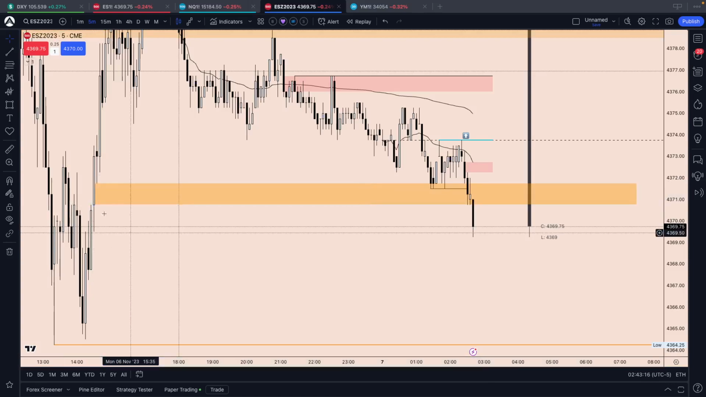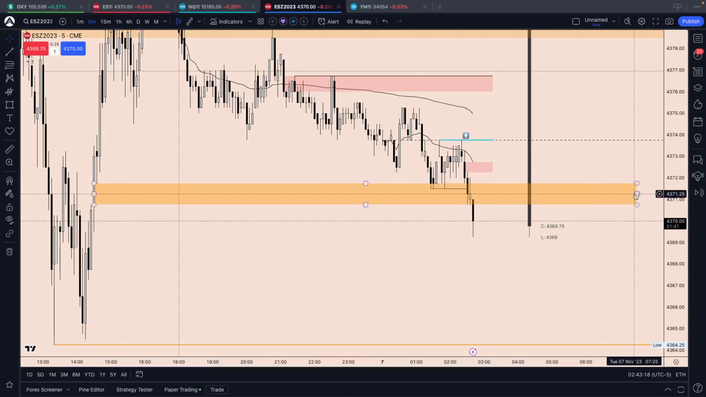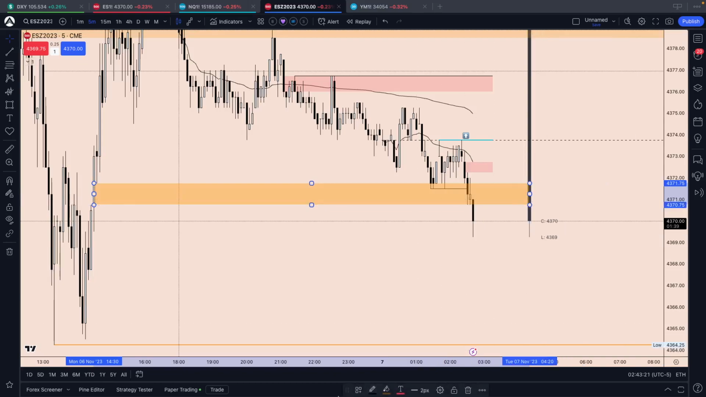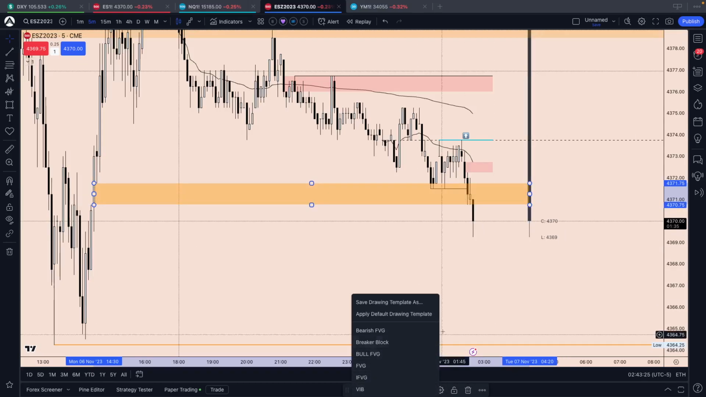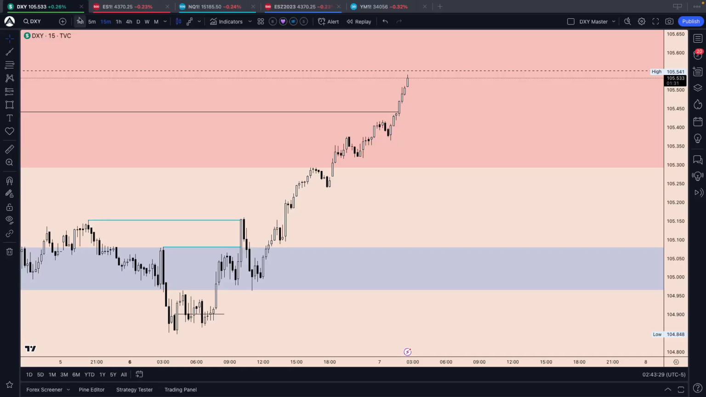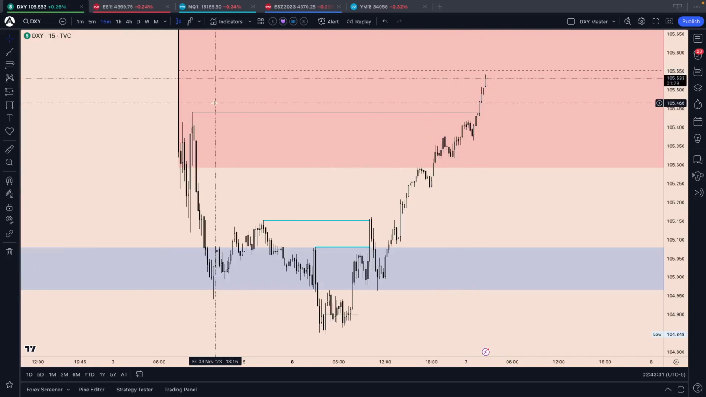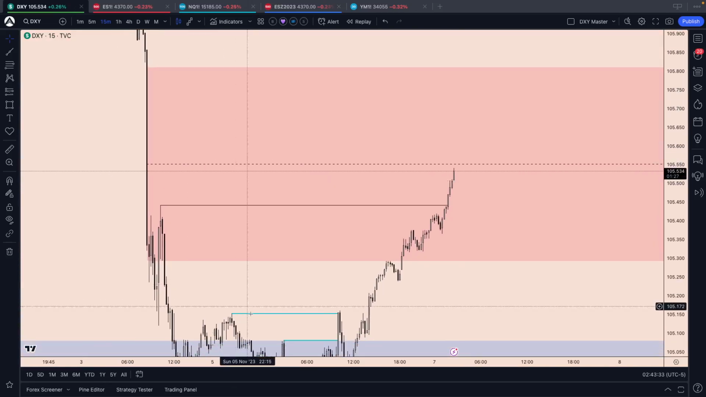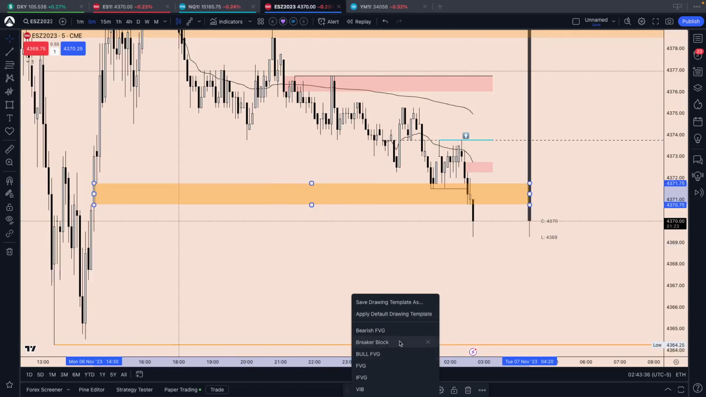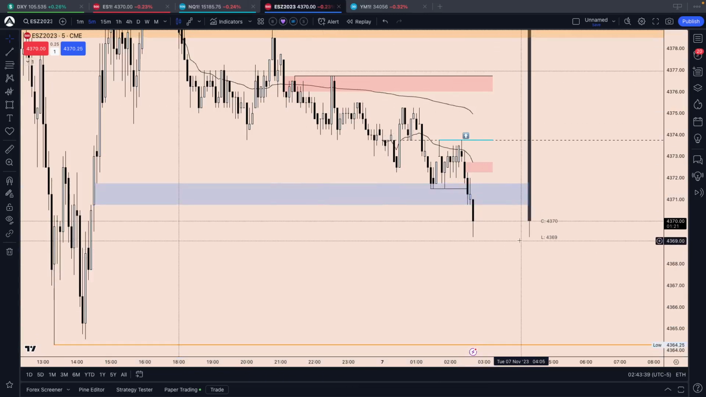Like we said when we inverted the chart, wouldn't expect anything else than simple continuation higher once we inverted it. Same thing we're doing right now. DXY likely continuing to push, almost at the 50% of our daily bearish fair value gap now. Bullish fair value gap.